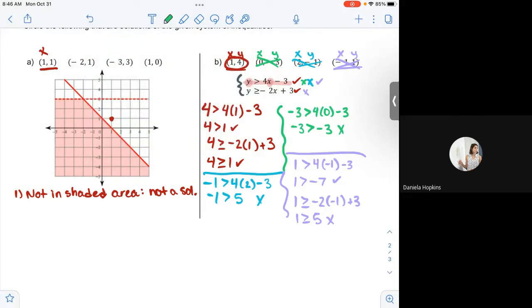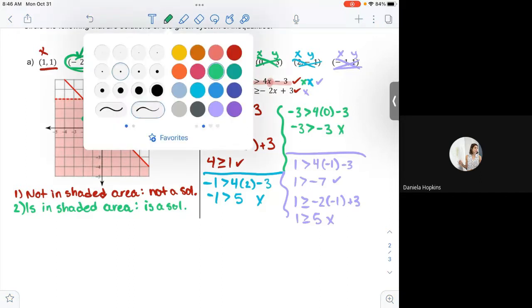Second case scenario, -2, 1. So if I go over x -2, y is 1. That is in our shaded area. So second is in shaded area. That means it is a solution. That's why it is important where we're shading. So -2, 1 is a solution. I'm going to circle it. On Go Formative, you'll select it.